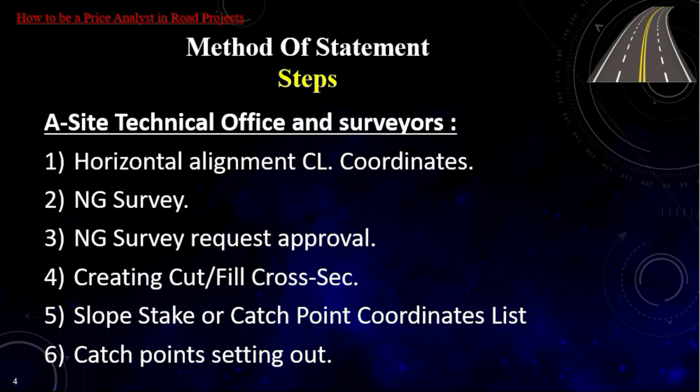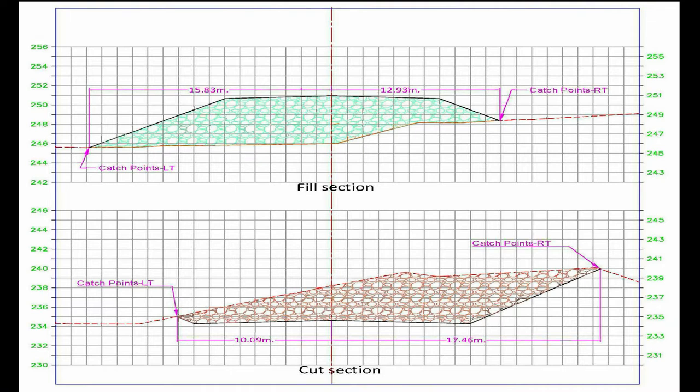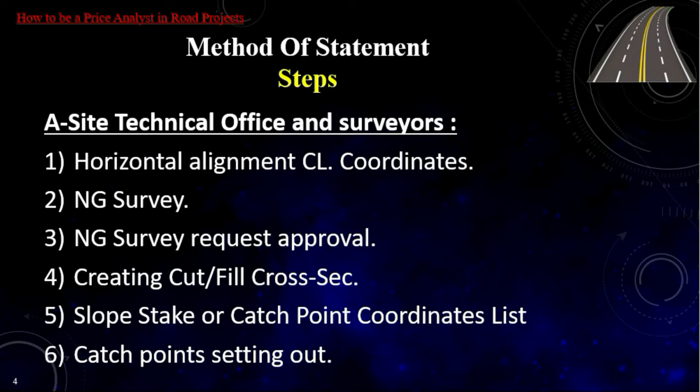3. Natural Ground Survey Request Approval. An inspection request is submitted for approval of natural ground surveys by the supervision engineer. 4. Creating Cut, Fill Cross-Section. The technical office engineer creates cut, fill cross-sections after the availability of all data: natural ground surveys, horizontal and vertical alignment, in addition to the typical cross-section.